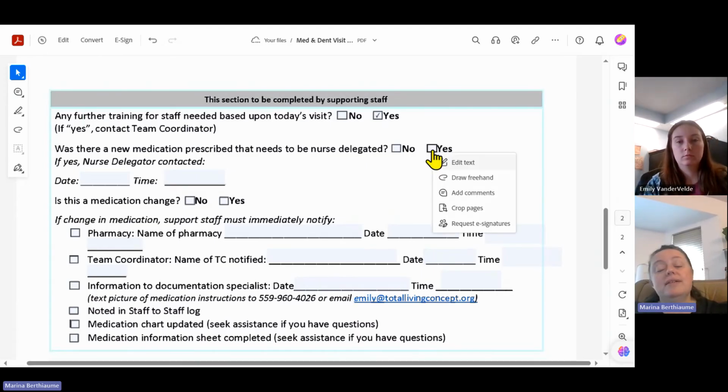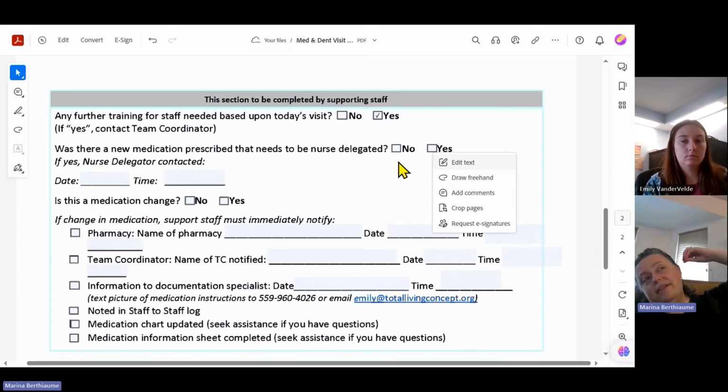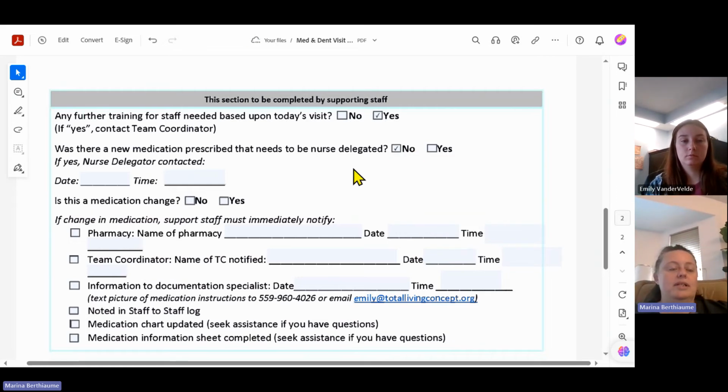However, if it's a person that we support with an ear infection, and you might have to help them aim at their ear a little bit, but they can squeeze the bottle, they can drop the eardrops into their ear, then that's no for nurse delegation. But we're going with a situation where we do need it delegated. So you are going to be asked to fill out the date and the time that you contacted the nurse delegator. And actually, there's a spot a little further down.